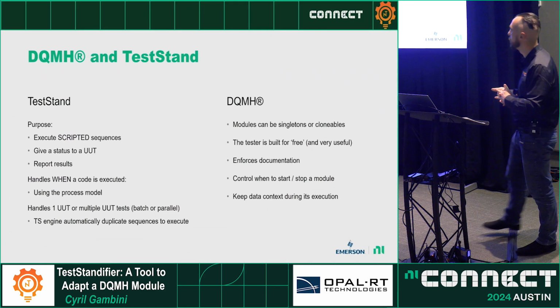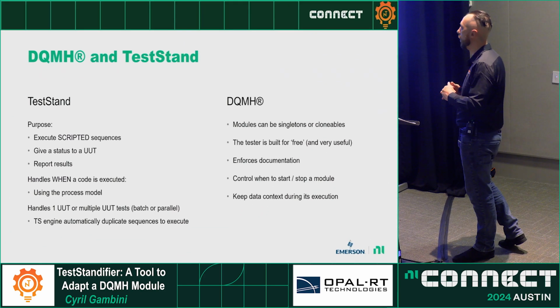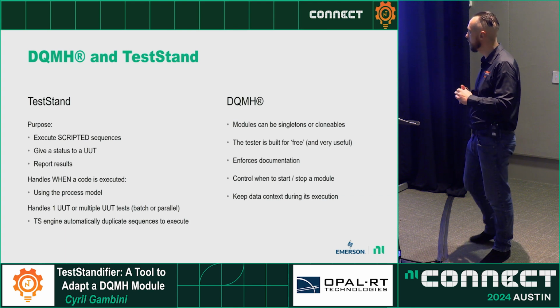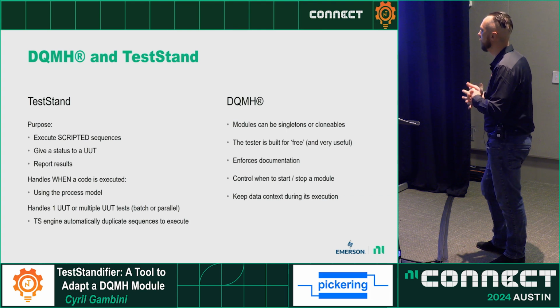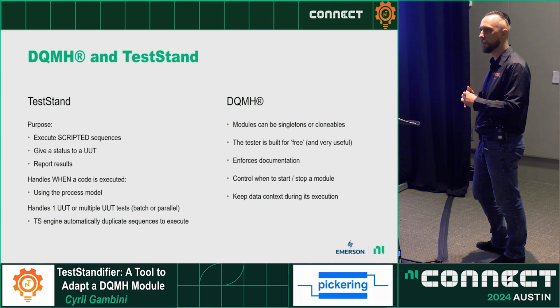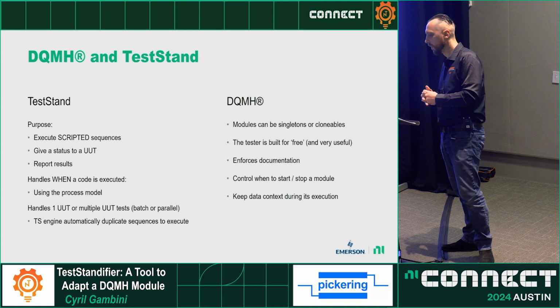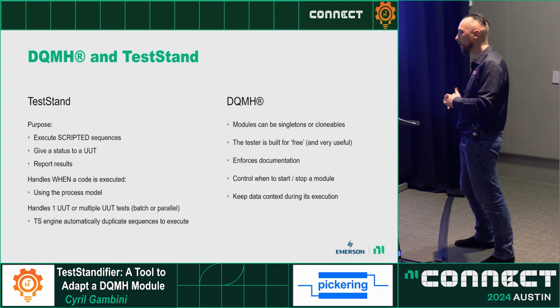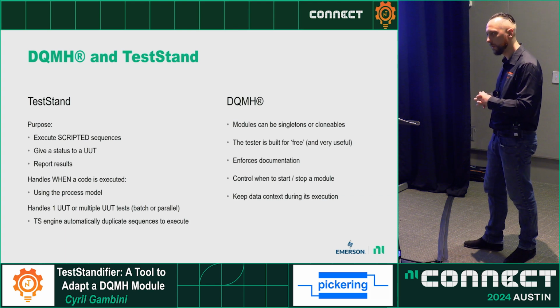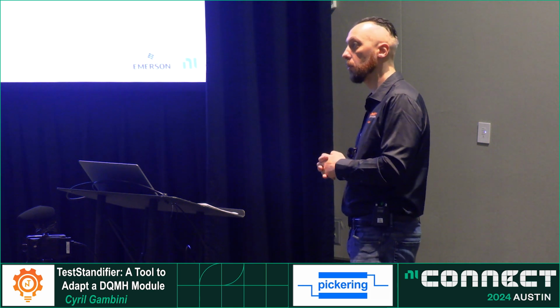So, what is the purpose of using TestStand? We use TestStand to execute scripted sequences, give a status to UUT, report results, etc. So a lot of things that are already included into TestStand that you might be using already. Actually, TestStand handles when a code is executed. When I teach TestStand, I often say, find out when a code should be executed, and you will know where to add your code into your sequence or into your process model.